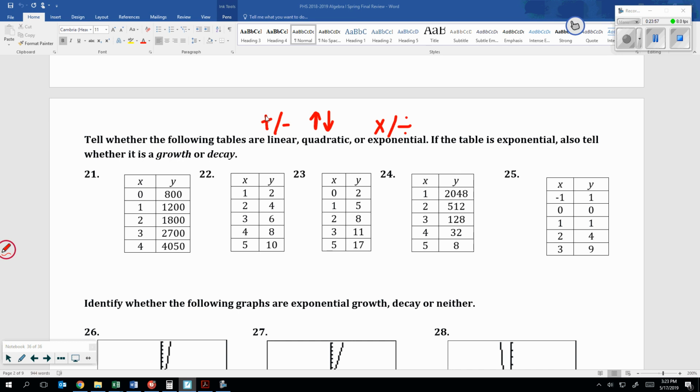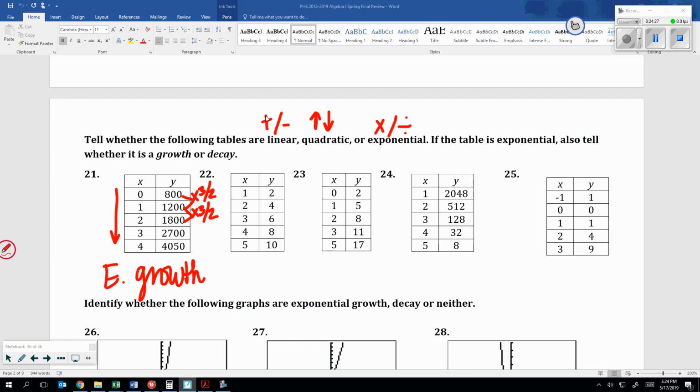So now I'm going to say, okay, am I multiplying? Am I dividing? What's happening? Okay. When I put this in my calculator, I see that I'm multiplying by 3/2 every single time. So that's going to be exponential. Now, if it's exponential, now we're looking, is it a growth or a decay? All you're looking at after that is, as you go down your table, are the numbers increasing or decreasing? Well, if we go down, those numbers are increasing, so it's going to be exponential growth.